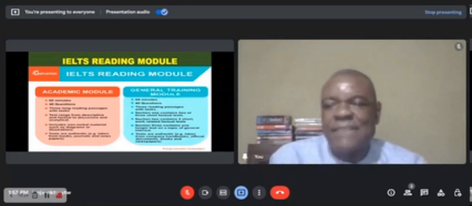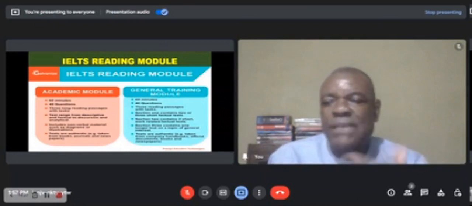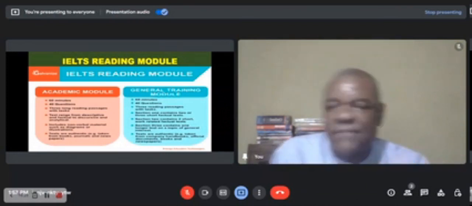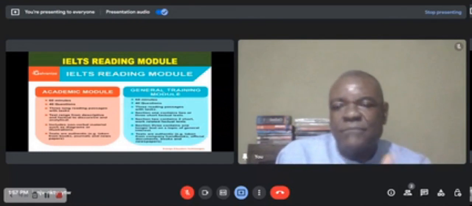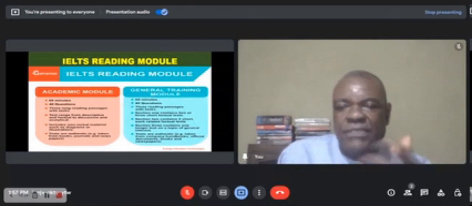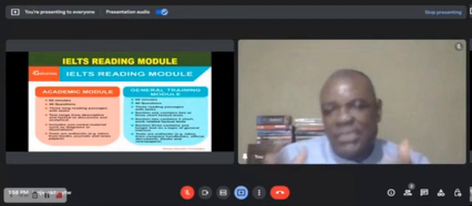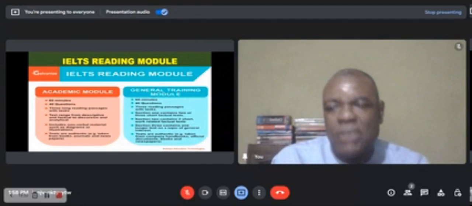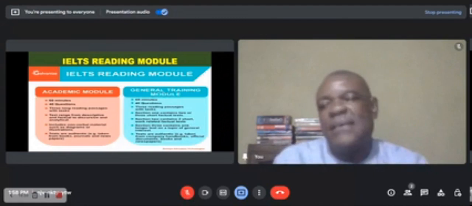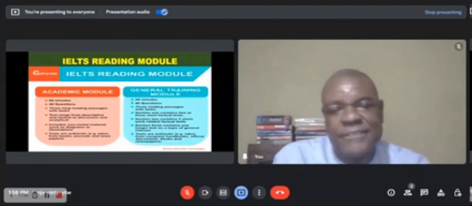The text for academic range from descriptive and factual to discursive and analytical. Then, of course, in terms of the general, section 1 contains 2 or 3 short factual texts. Section 2 contains 2 short work-related factual texts, because this test is meant for those who want to work. Okay, and so there are slight differences and a number of similarities.